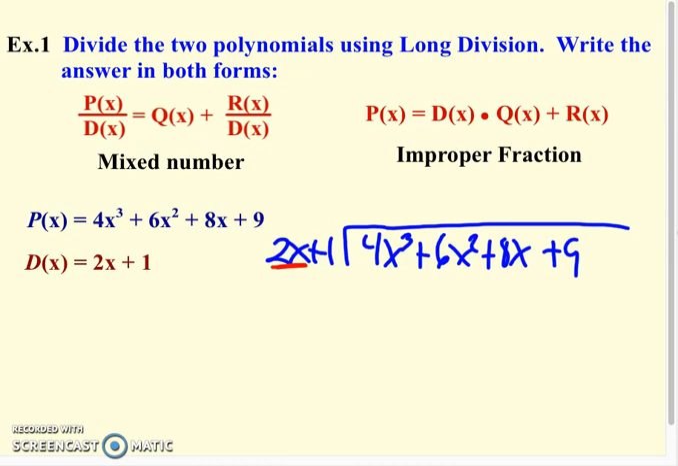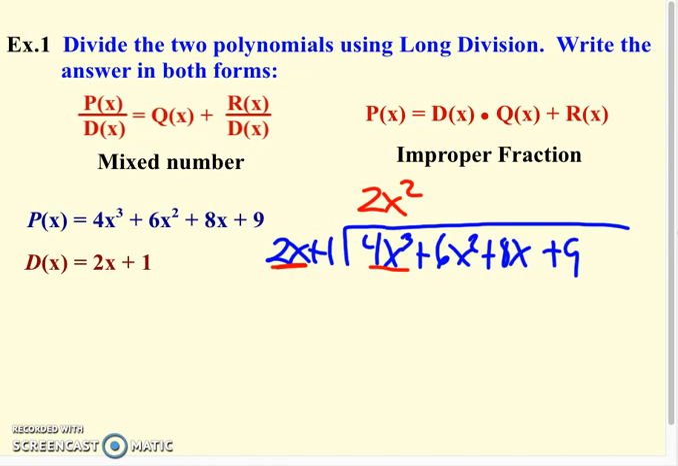And the way I ask myself the question is I say, what? I kind of do a question mark up here. What times 2x would produce the first term in the dividend? So what times 2x is 4x to the third? Instead of saying how many times does 2x go into 4x to the third, which you could do that way, I suppose, and it'd probably be fine too. So if I ask myself the question that way, what times 2x is 4x to the third, that's going to be 2x squared.